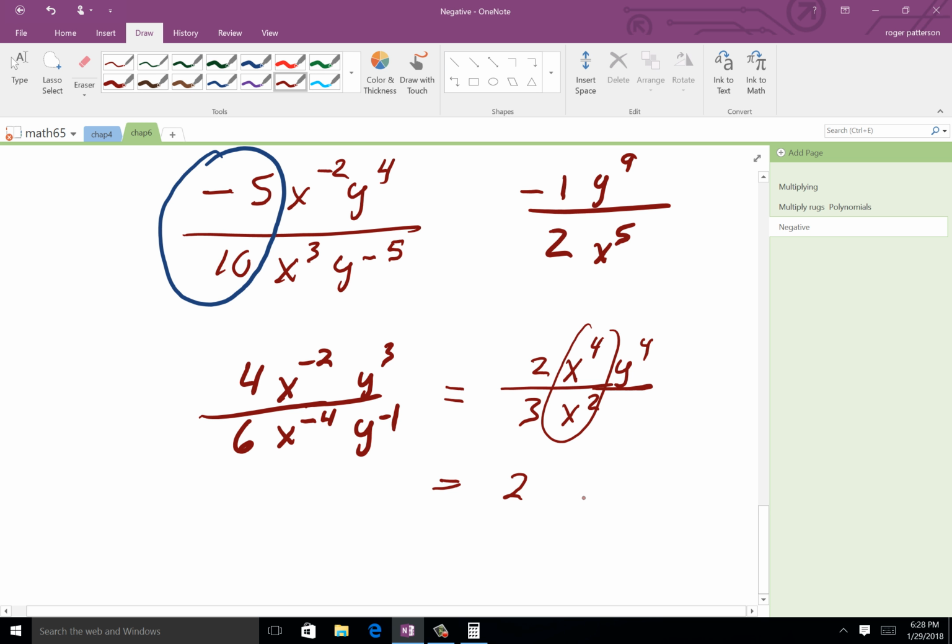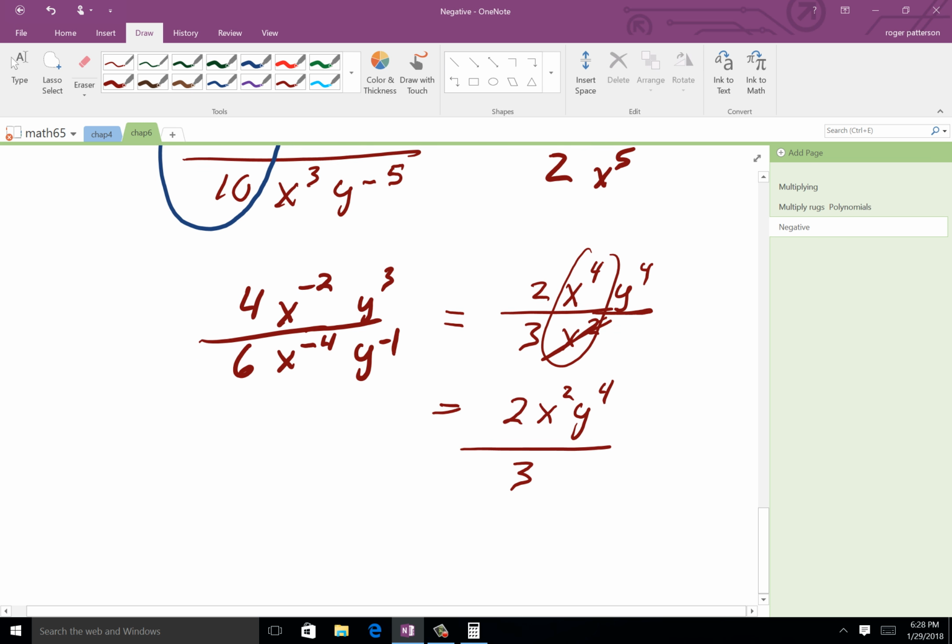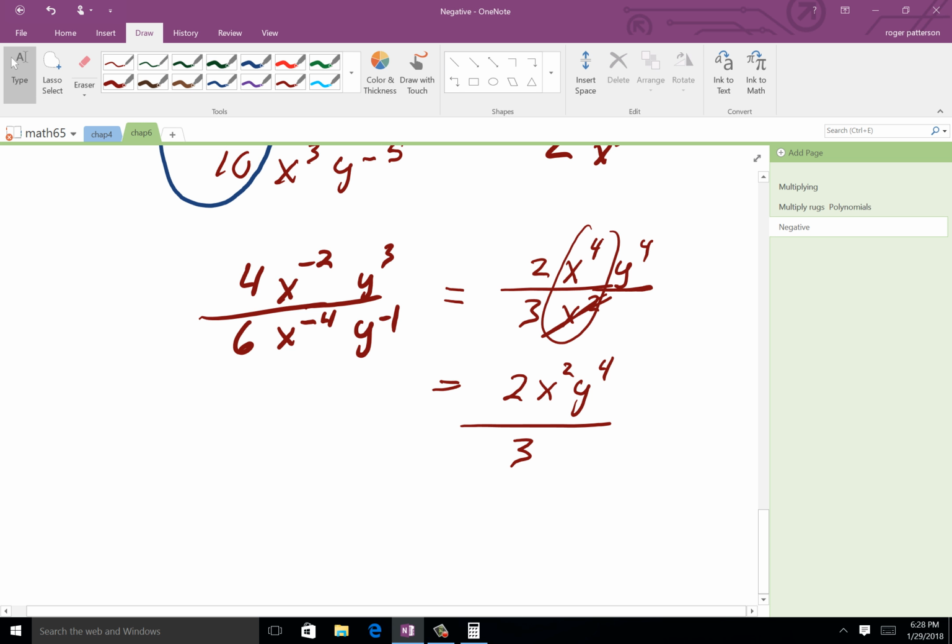So how many x's are we going to have on the top? 2 on the top, y to the 4th on the top. The x squared here is gone, so now I have 3. All right? Okay, so you can do it that way.